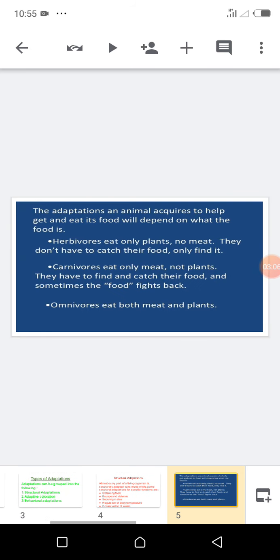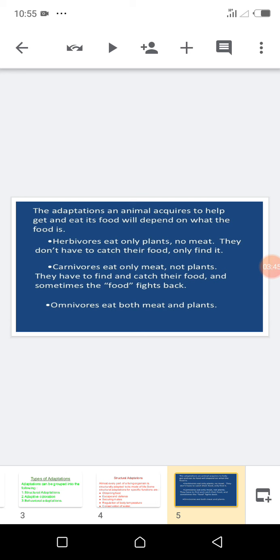Okay, so now for an organism to be able to obtain food, they need adaptations. Now when you look at various organisms, you should be able to determine what kind of feeder they are. If they are herbivores, carnivores, or omnivores. So the external features of an organism would tell you to an extent the kind of food they feed on.